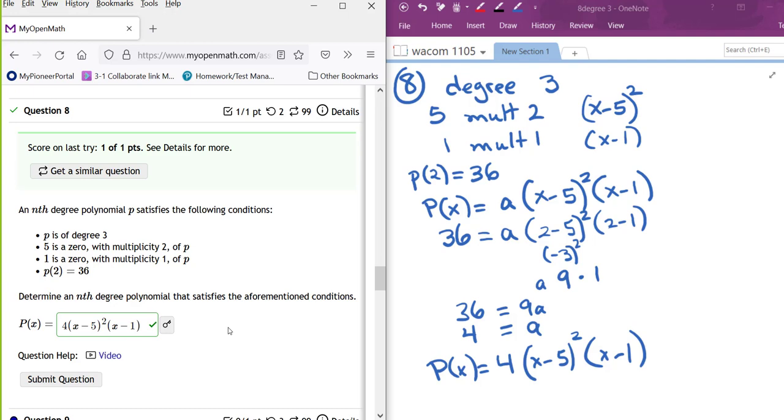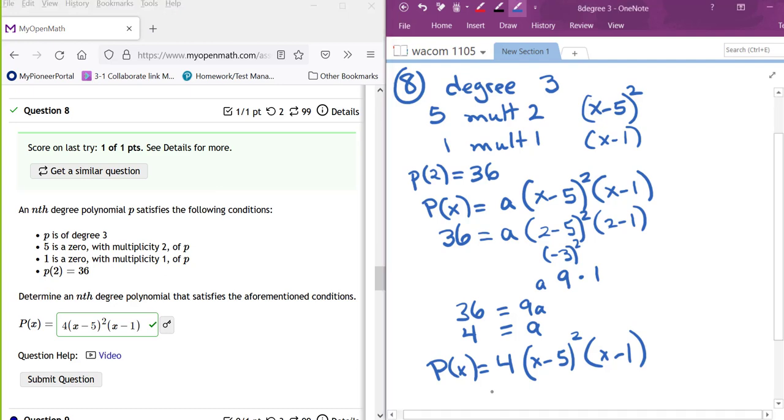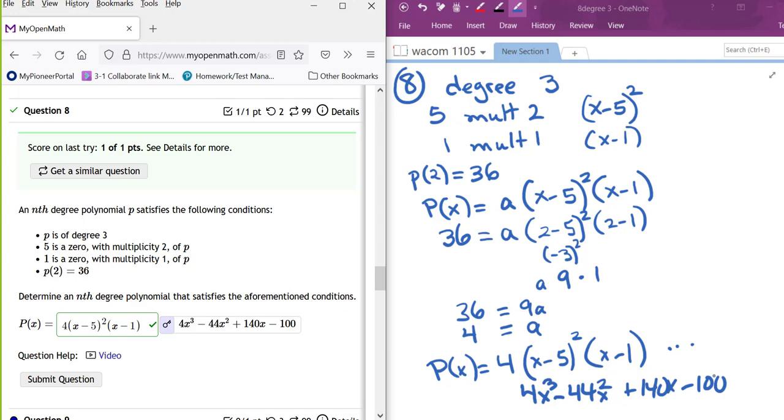You could certainly do the algebra. You would multiply this times itself 2 times, and then times the x minus 1 and times the 4. And I can show you the answer. I'm just going to put ... because I'm not going to do all that work. It is 4x cubed minus 44x squared plus 140x minus 100. And that is what the key will show. But play it smart and just go the first route. You can avoid a lot of algebra mistakes that way.